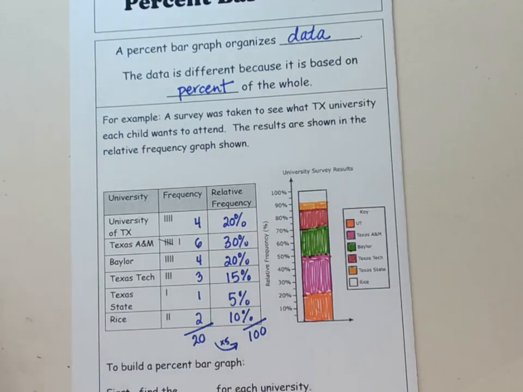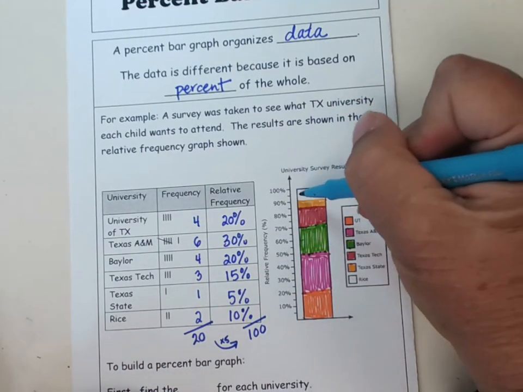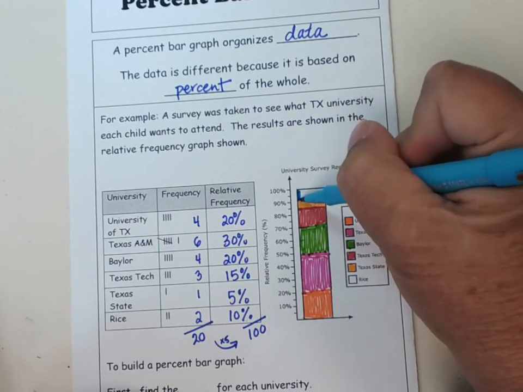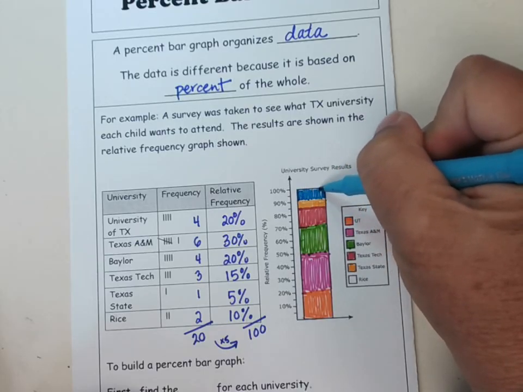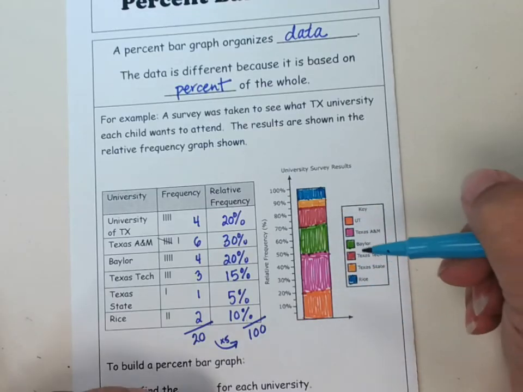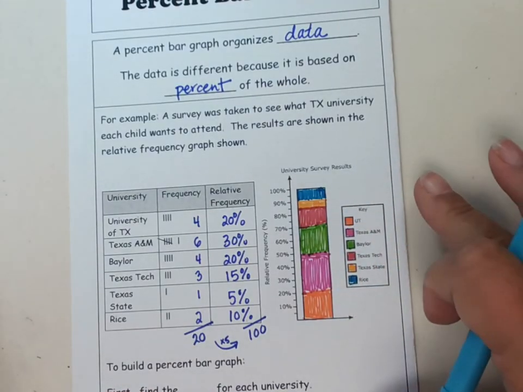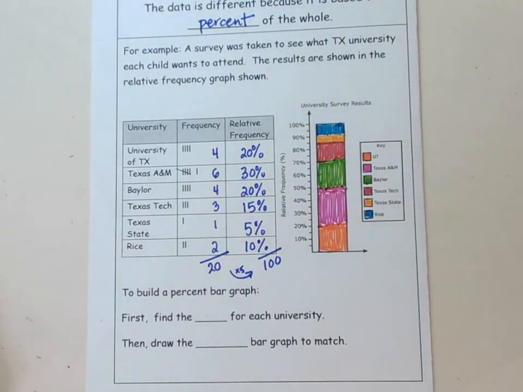And then Rice, I don't know what color you are either. We're going to go with blue. And blue, Rice is the last 10%. Okay, so literally the whole thing gets covered up because you need 100% of the data, just like in a circle graph.